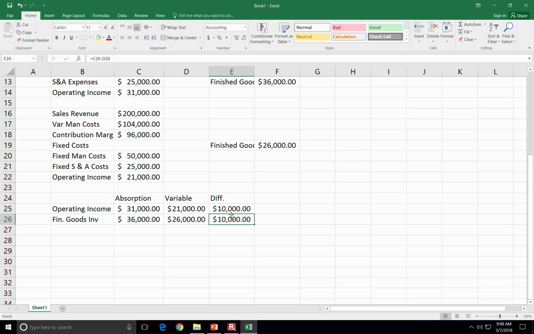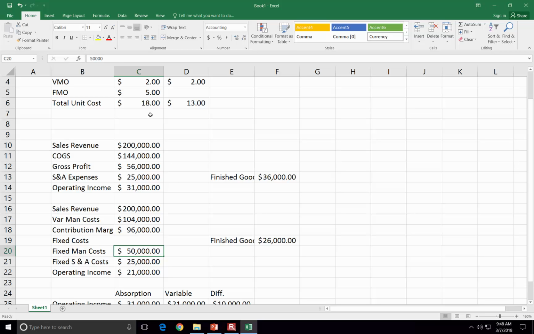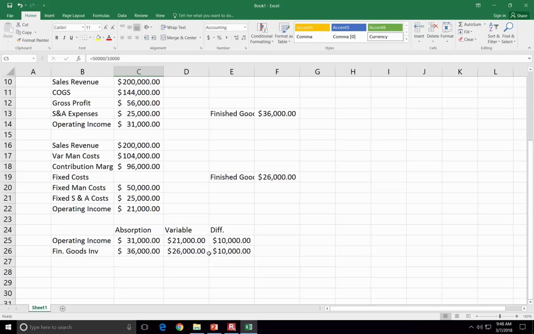Really, I think to reconcile it, we'd have to look at fixed manufacturing costs under variable were $50,000. And the amount of fixed manufacturing overhead charged under absorption was $5 per unit times the number of units sold, which was 8,000. So it was $40,000, and that difference is the $10,000. To me, that reconciles it better, but that's not what they asked for. They would always balance. The difference in your operating income and the difference in your finished goods inventory will always be the same. Okay? And where did it go? It went as a period expense under variable.